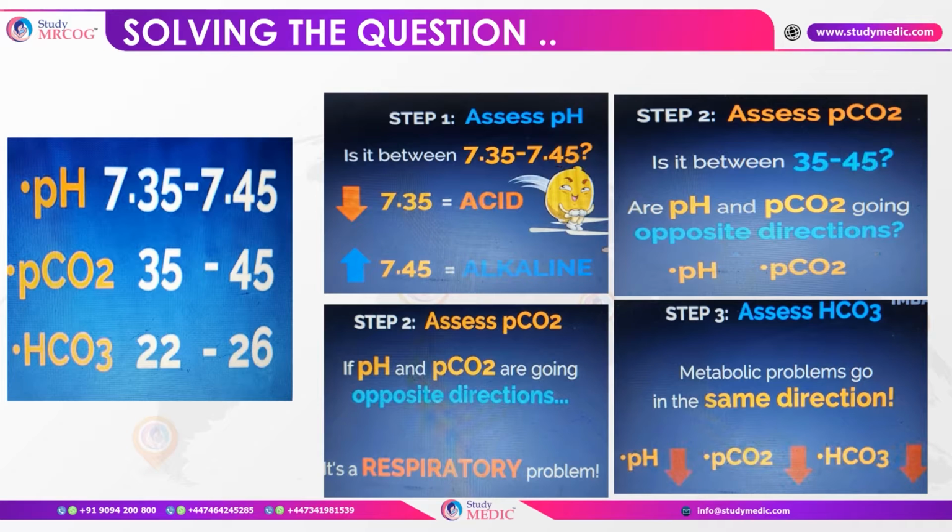Step 2 is to look at the partial pressure of carbon dioxide. If both the pH and PCO2 are in the same direction, it is metabolic, and if in the opposite direction, it is respiratory. In metabolic, the bicarbonate ions are affected, so pH, PCO2 and bicarbonate are going to go in the same direction.